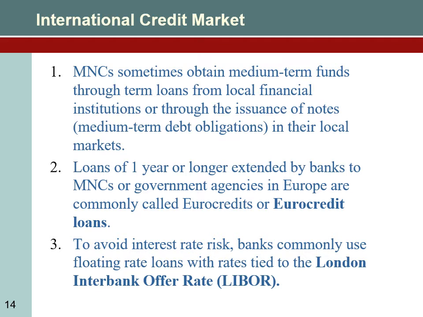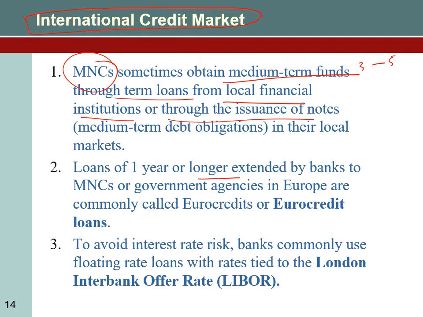Let's shed some light on international credit market. So the companies, multinational companies, they also obtain medium-term funds, which is, for example, 3 to 5 years, through term loans from local financial institutions, or through issuance of notes, for example, debentures or bonds in their local market as well. So loans of 1 year or longer extended by the banks to the multinational company or the government agencies in Europe, they are commonly called as Euro credits or Euro credit loans.